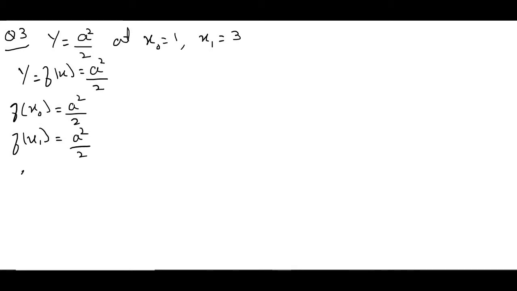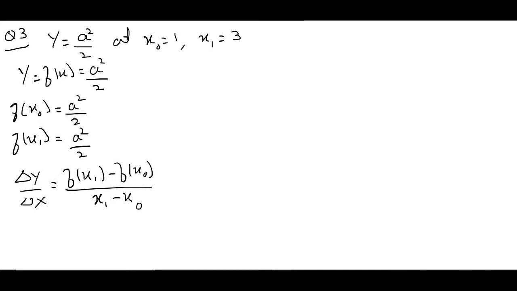Now replace the values. Delta y by delta x is equal to f of x1 minus f of x naught whole divided by x1 minus x naught. Now put the values here, that is a square by 2 minus again a square by 2 because it is a constant function, so there will be no change in it. So 3 minus 1, this is the 1.